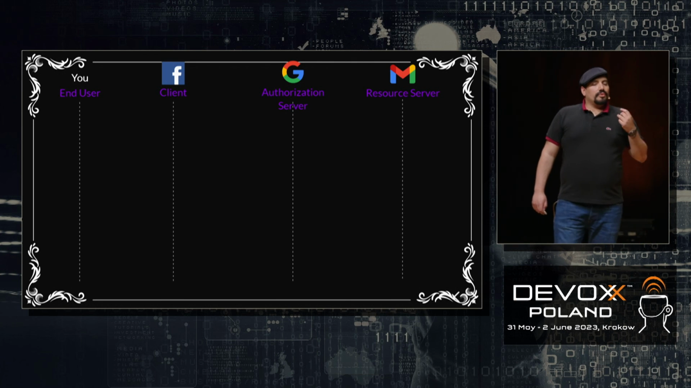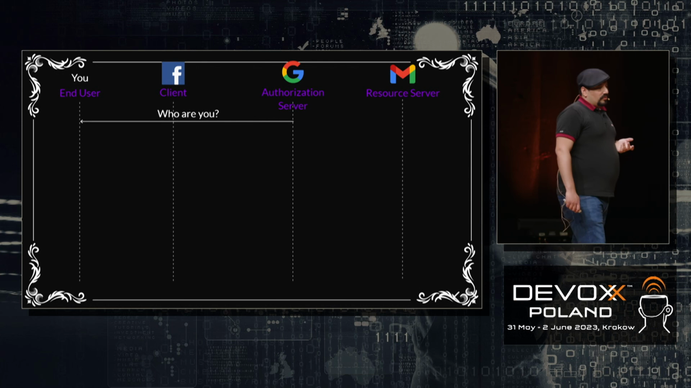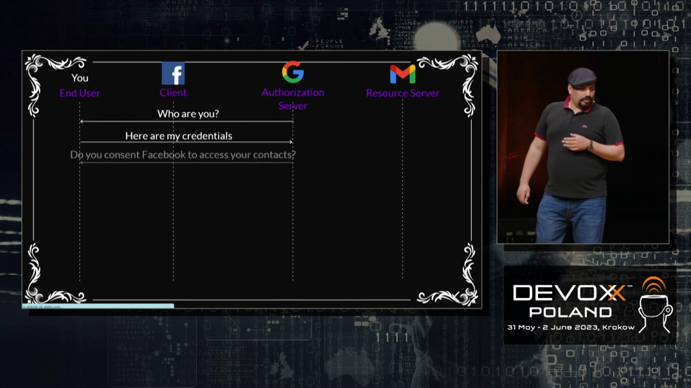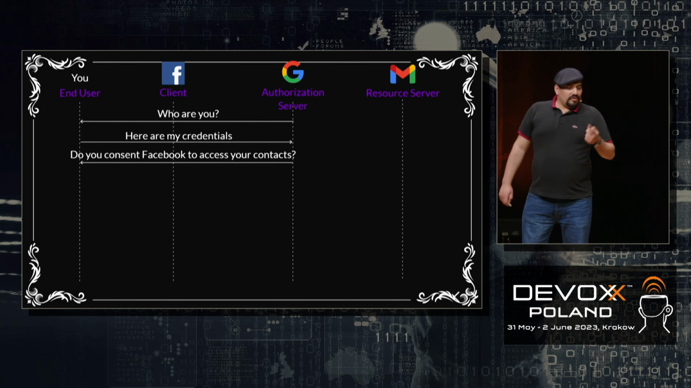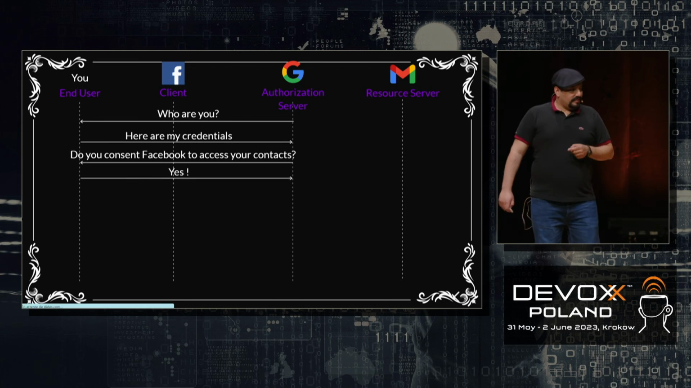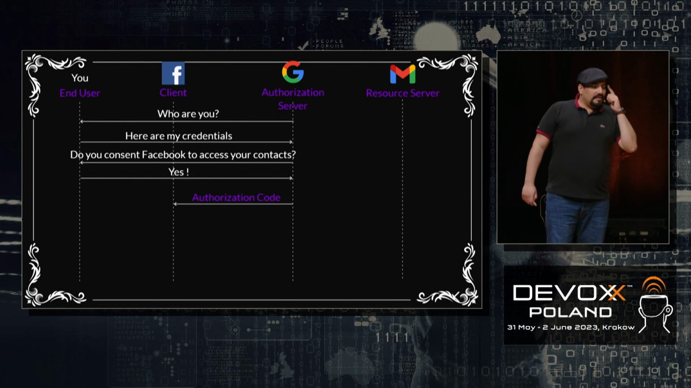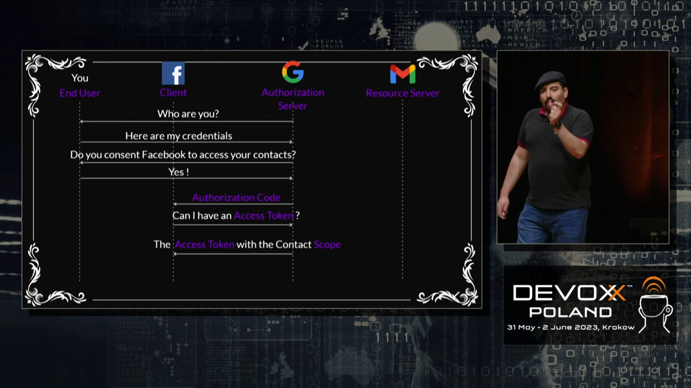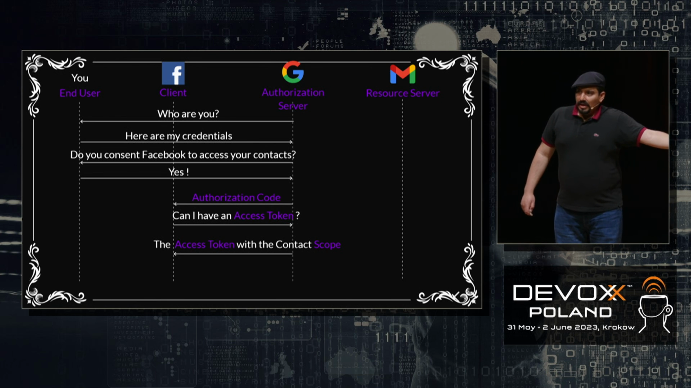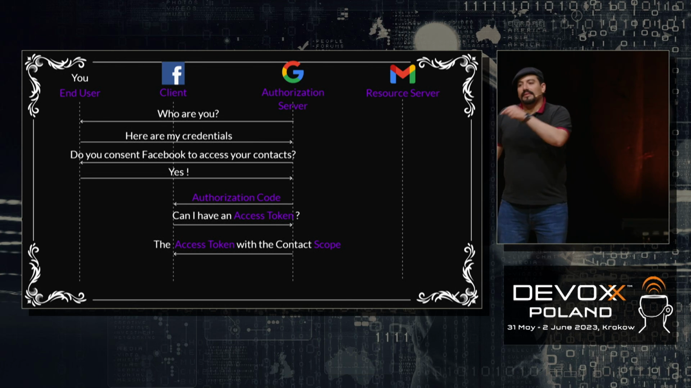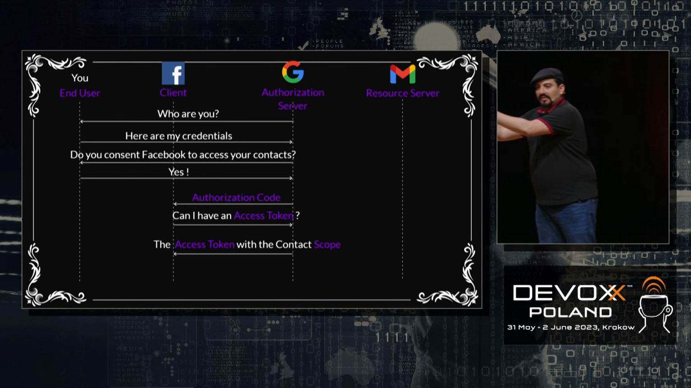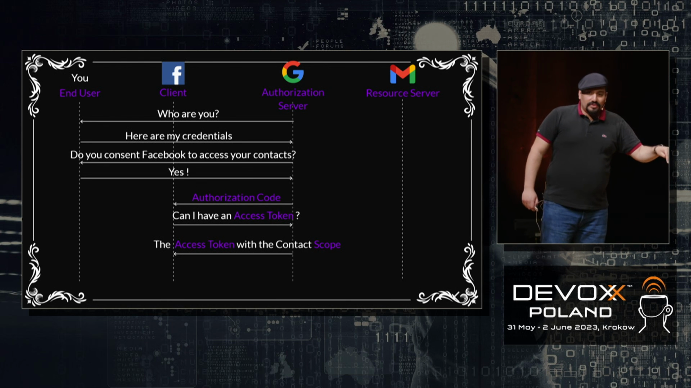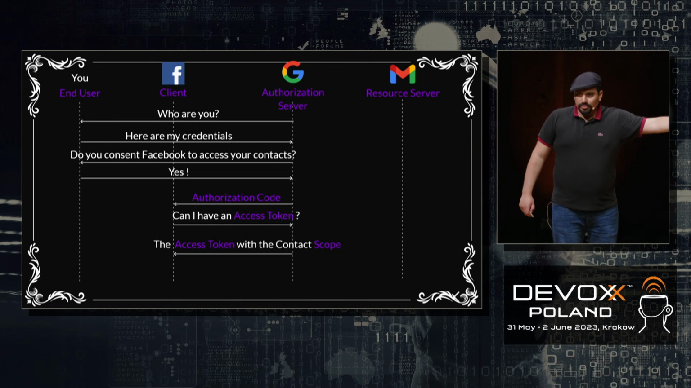This is why we have the concept of scope in OAuth. When Google asks who you are and for your credentials, it will ask if you consent to Facebook accessing your contacts. If you say yes, it will remember that, and later, when the access token is issued, it will be scoped only to the contacts, right? So if Facebook tries to retrieve the mails with that access token, even though this is the same Gmail backend, it won't work. So the access token is scoped to the consent of the user.